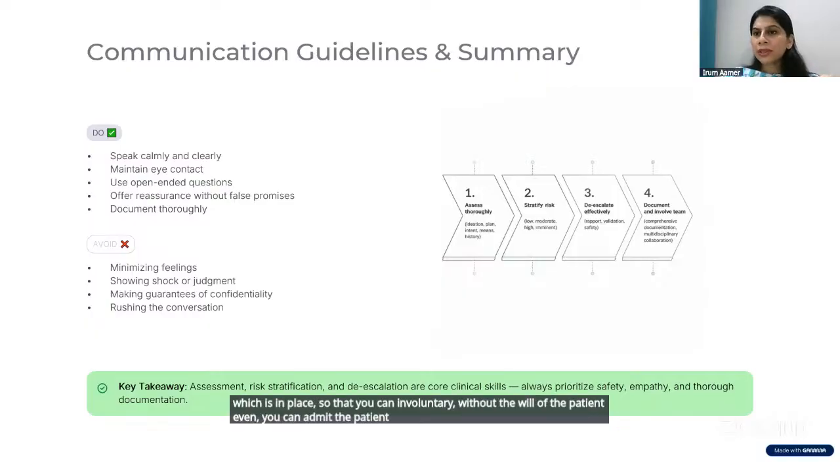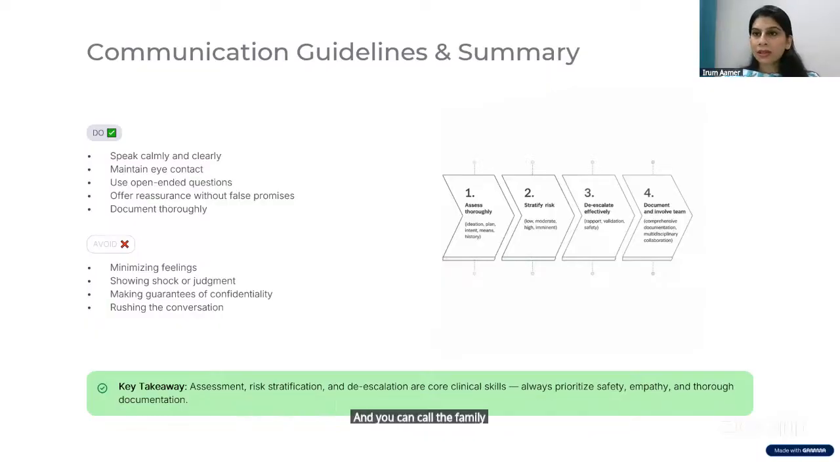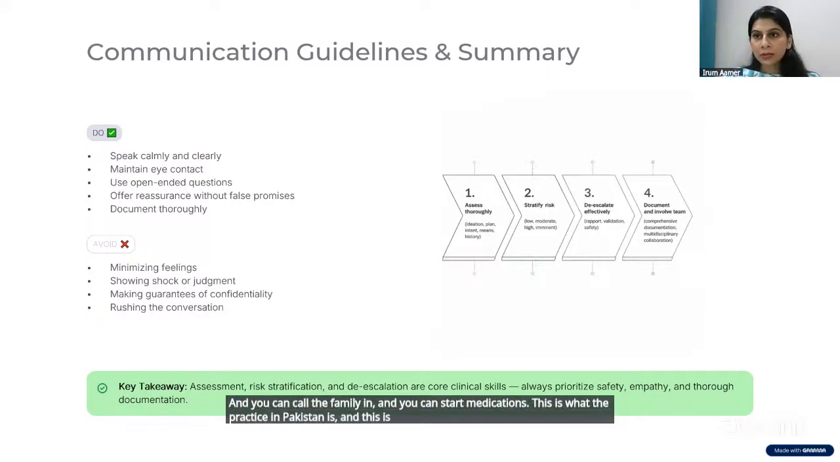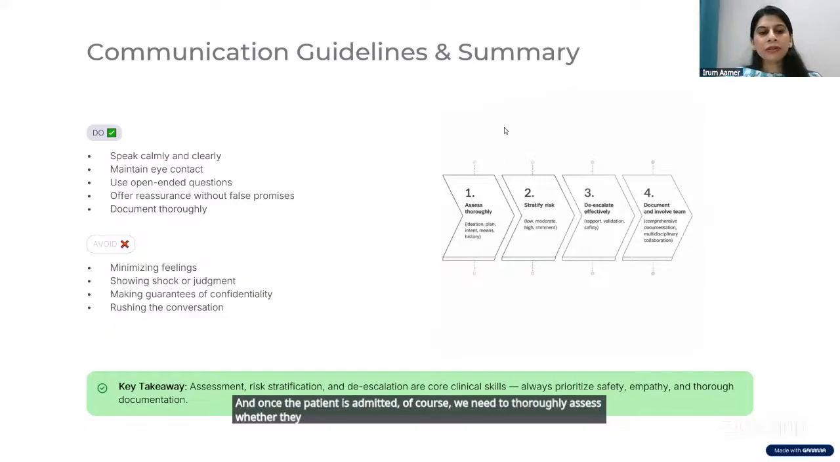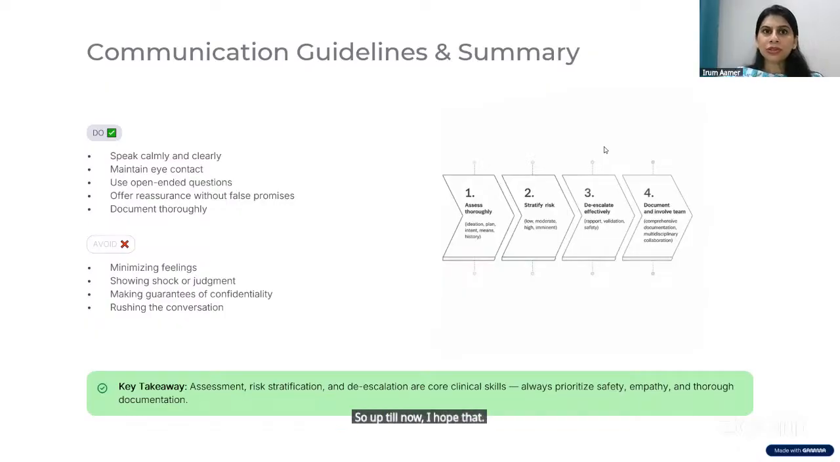Up to 48 hours you can keep the patient in the psychiatric ward, assess them, get an order from the magistrate or the law authorities, call the family in, and start medications. This is the practice in Pakistan, and it is supported legally as well. And once the patient is admitted, of course, we need to thoroughly assess whether they need medications or non-pharmacological interventions.